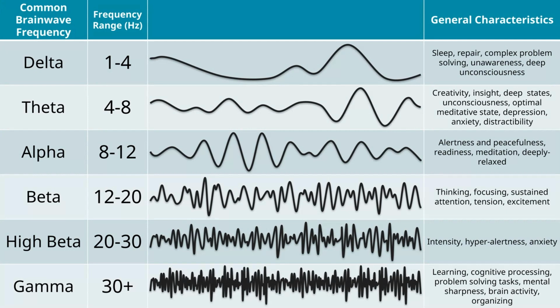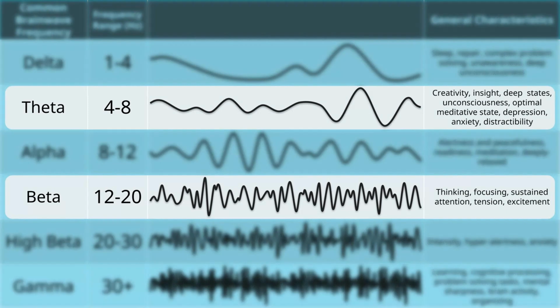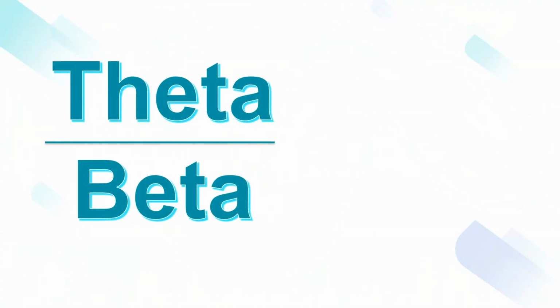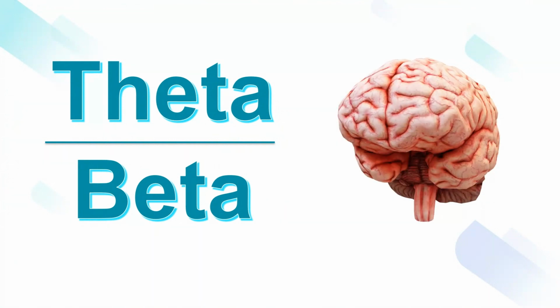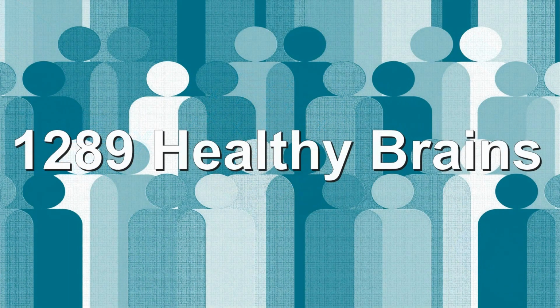For the report that we're looking at today, we're just going to be focused on these theta and beta waves. And for our purposes, you can think of theta as kind of daydreaming, turned off brain waves, and beta as turned on active waves. And what we do in this report is we take the ratio of how many theta waves to beta waves for all these different regions in your brain, and then compare your theta-beta ratio to our database of almost 1,300 healthy brains.